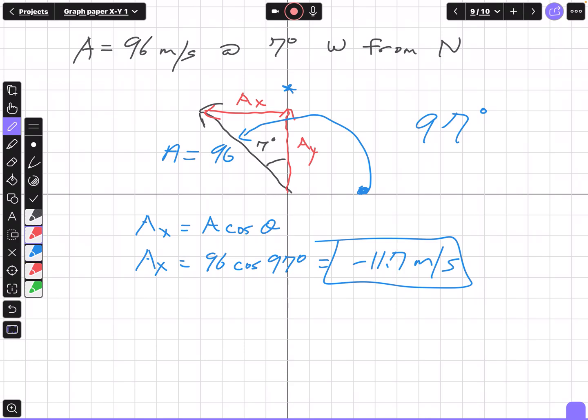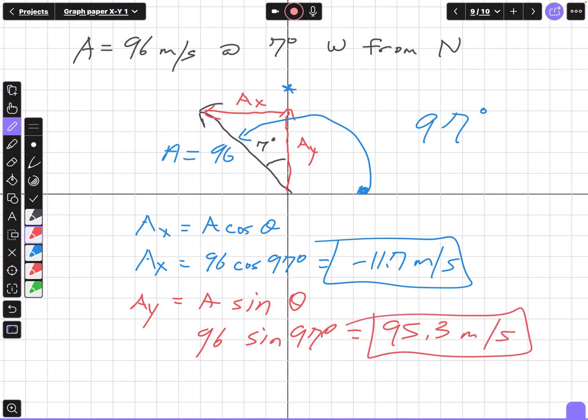And then if I do the Y component, Y is going to be equal to A times the sine of the angle. Remember, sine always goes with the Y component. If you're using this method, cosine always goes with the X component. So that's going to be 96 times the sine of 97 degrees. And that will give you positive 95.3 meters per second for your Y component.